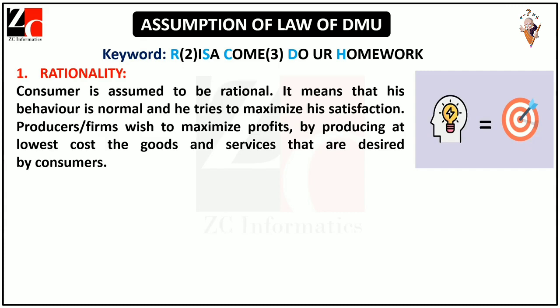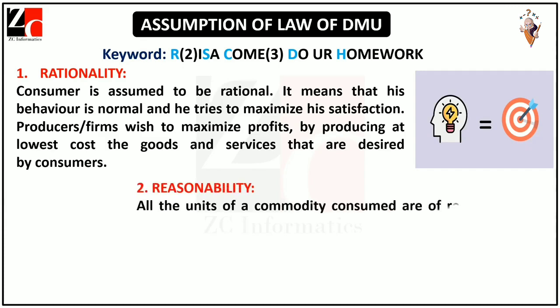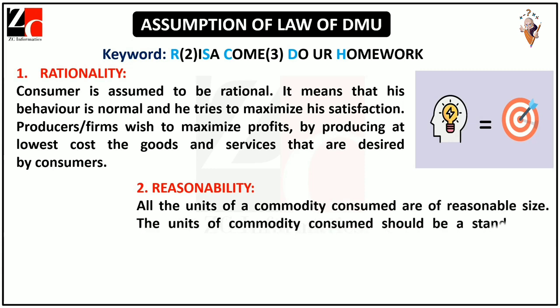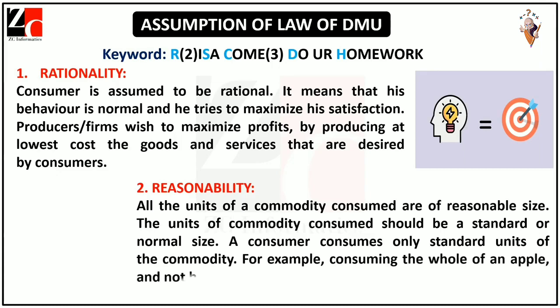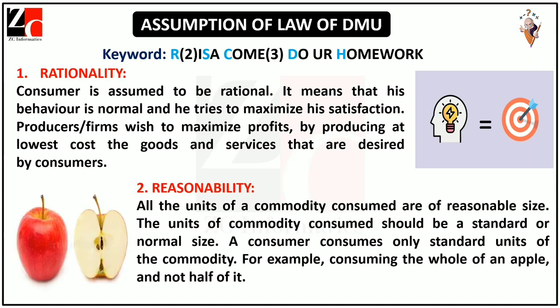Point number 2. Reasonability. All the units of commodity consumed are of reasonable size. The units of commodity consumed should be a standard or normal size. A consumer consumes only standard units of the commodity, for example, consuming the whole of an apple and not half of it. The units should not be too small or too big. They should be normal standard size. Example, a cup of tea, a glass of water, etc.